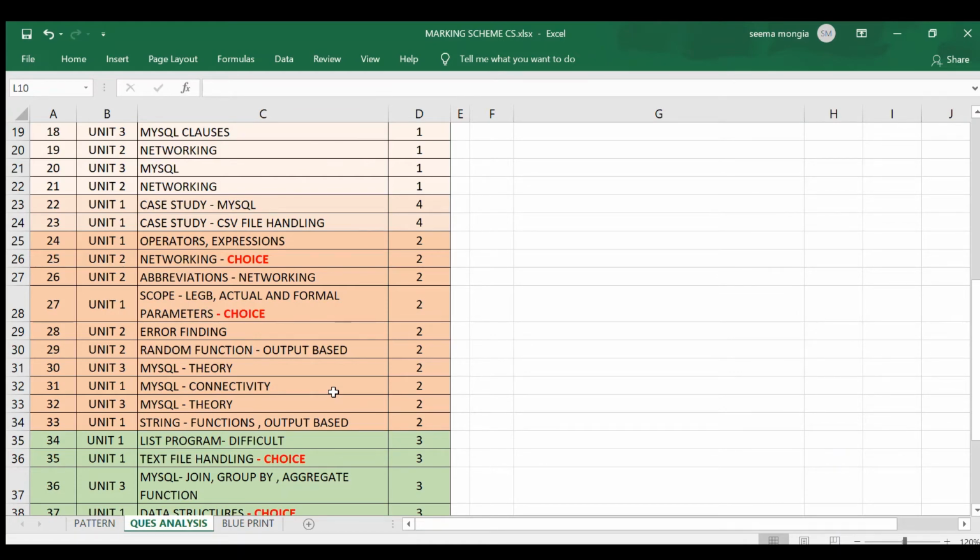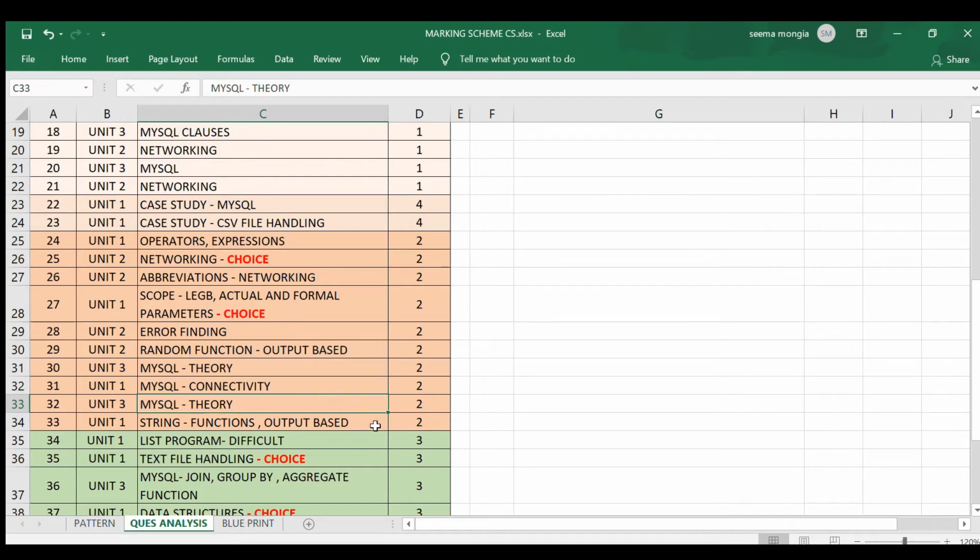So this topic is being taught to the students from the project point of view, but yes, in your theory paper, a little bit portion of this connectivity will be asked. So few methods they may ask you, few arguments of a particular function they may ask you, which is related to connectivity. So there is a big chance of a 2 marker question in your final exams also from MySQL connectivity. Then MySQL theory again.